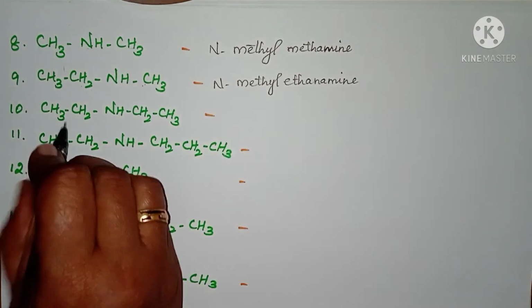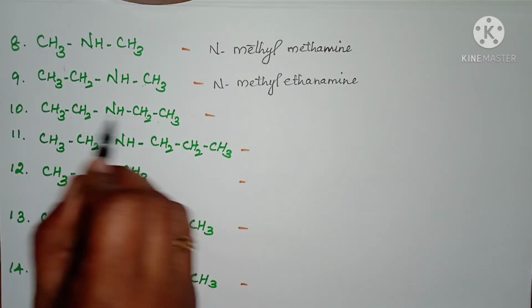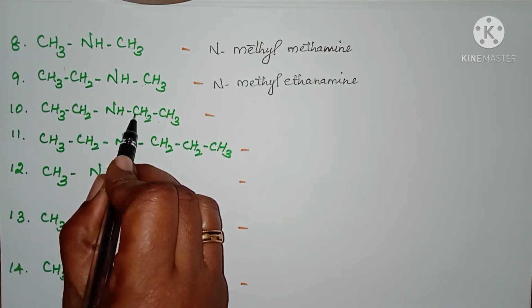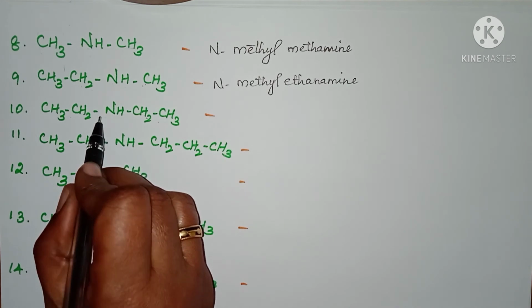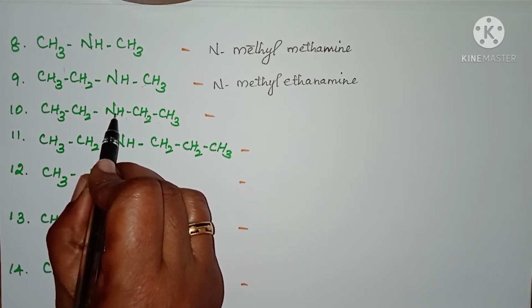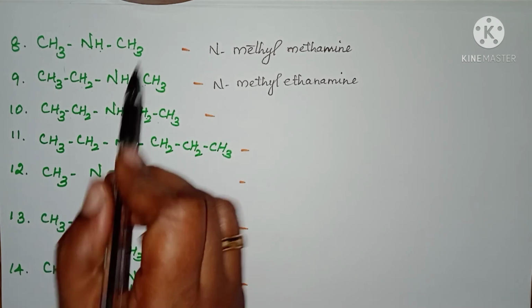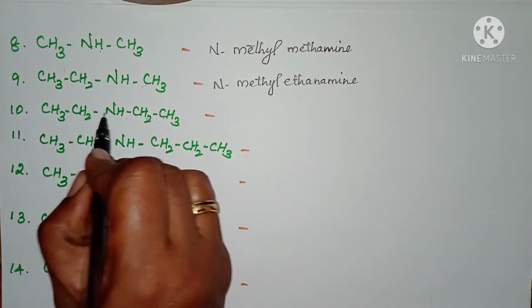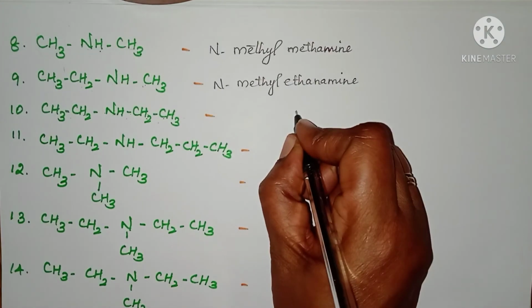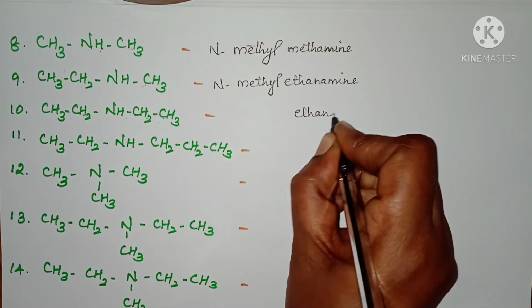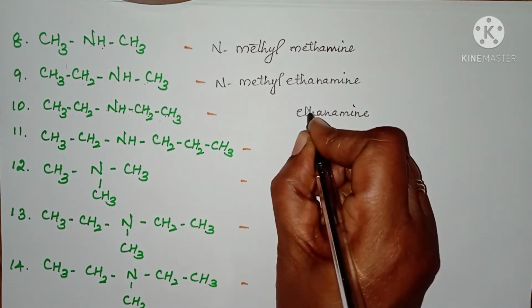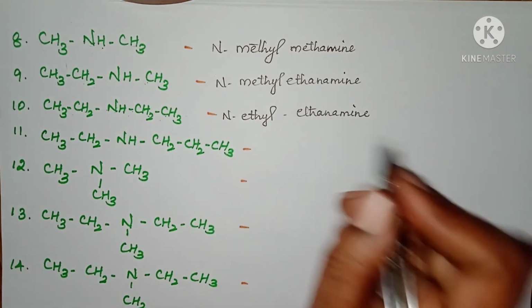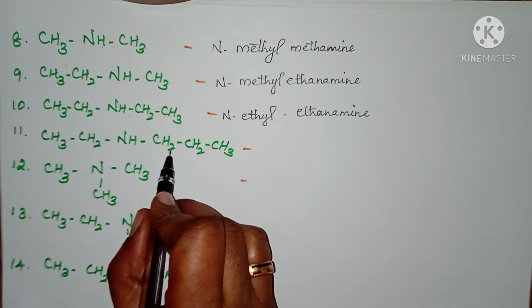Got it? Okay. Now the next one, where an ethyl group is on both sides. How can you name this? Here, N-ethyl, with one hydrogen. The same thing here: there it was a methyl group, here an ethyl group. So N-ethyl ethanamine. Here ethanamine, and here N-ethyl. Got it? N-ethyl ethanamine.